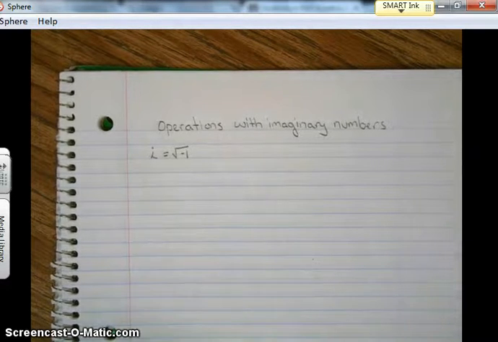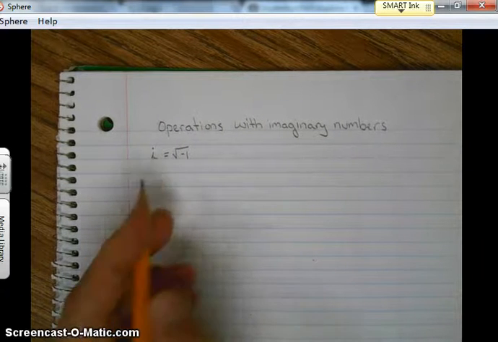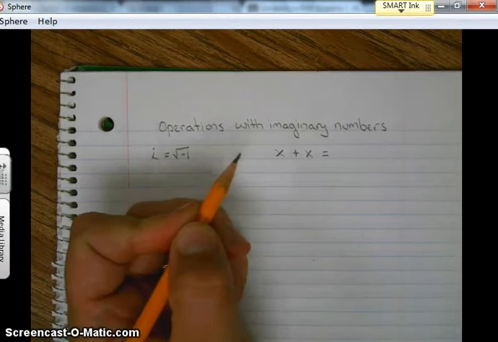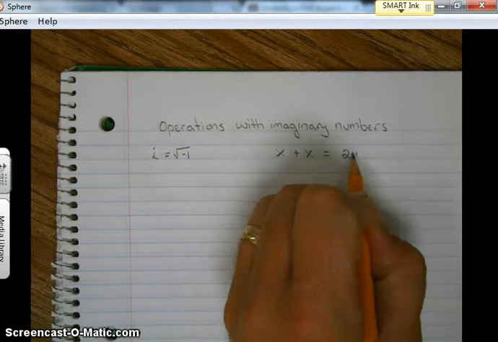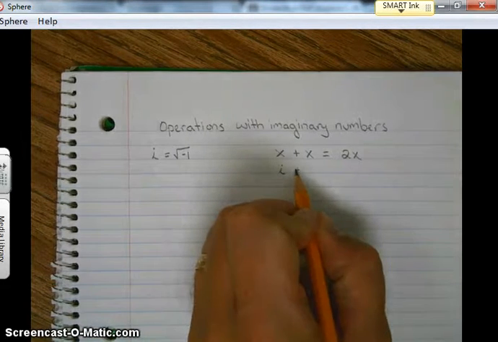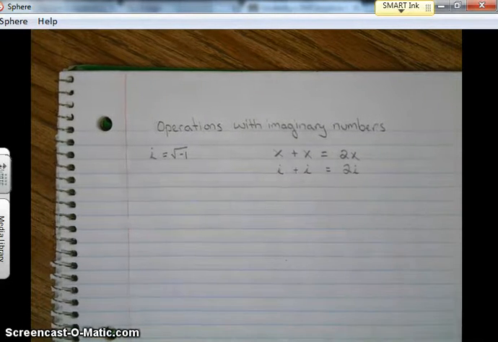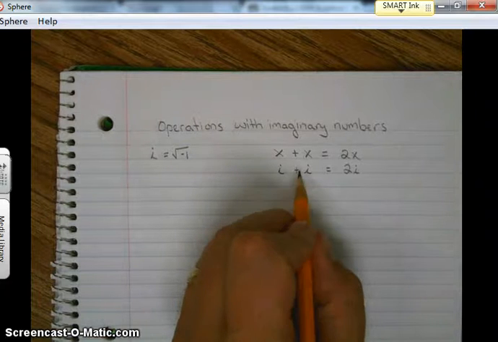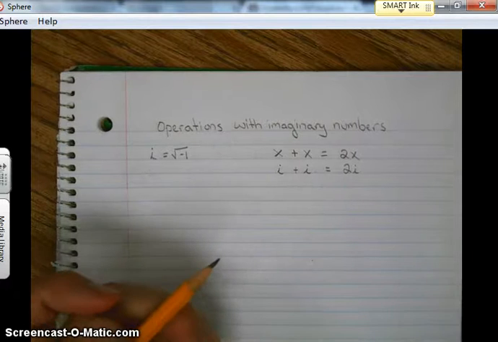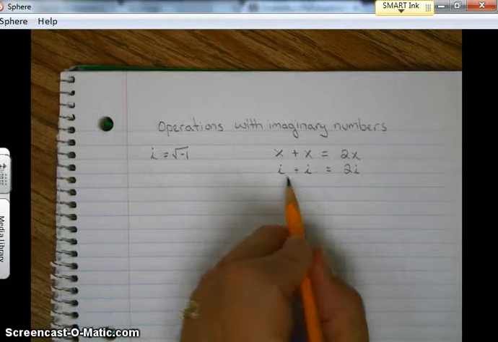So anyway, you deal with imaginary numbers just like you do with variables. For example, you all know that x plus x equals, hopefully, 2x, right? Well, same thing with imaginary numbers: i plus i equals 2i. Okay? So we deal with imaginary numbers just like we deal with regular variables. Now we're going to look at multiplying.